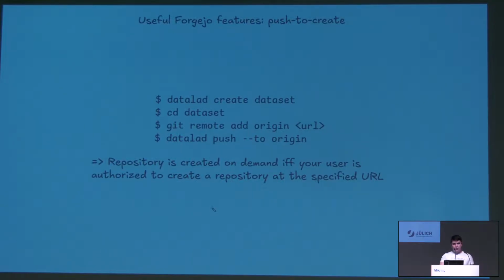Another one, push to create. Very useful if you regularly create new repositories on the command line. You can just add a Forgejo URL as a remote, push to it, and if your user is authorized to create the repository, add that URL, then it will be just created and pushed to, which is very useful if you have some automated workflow creating repositories.